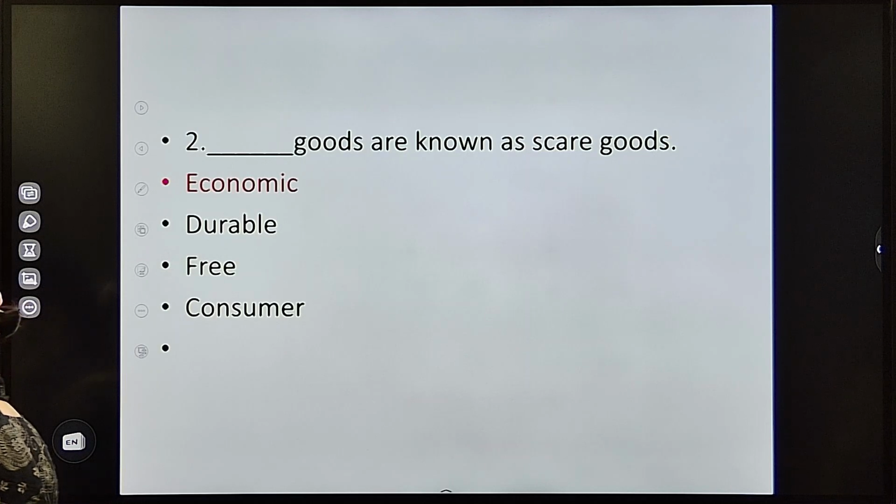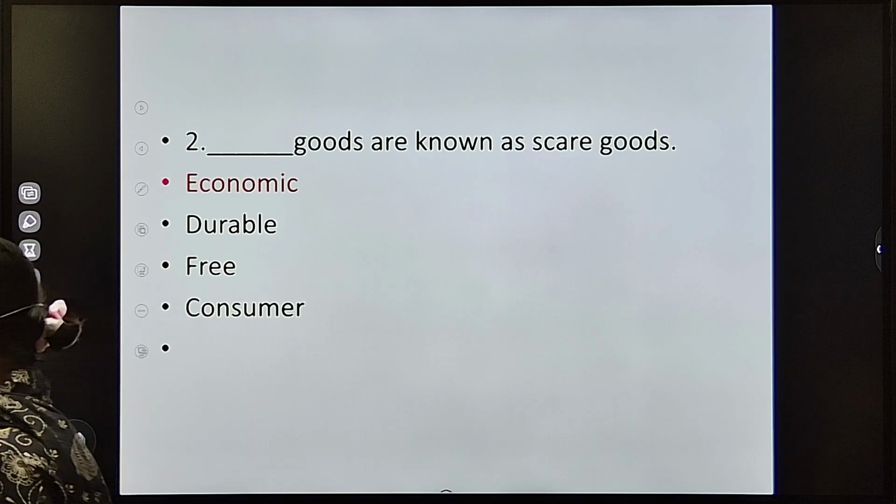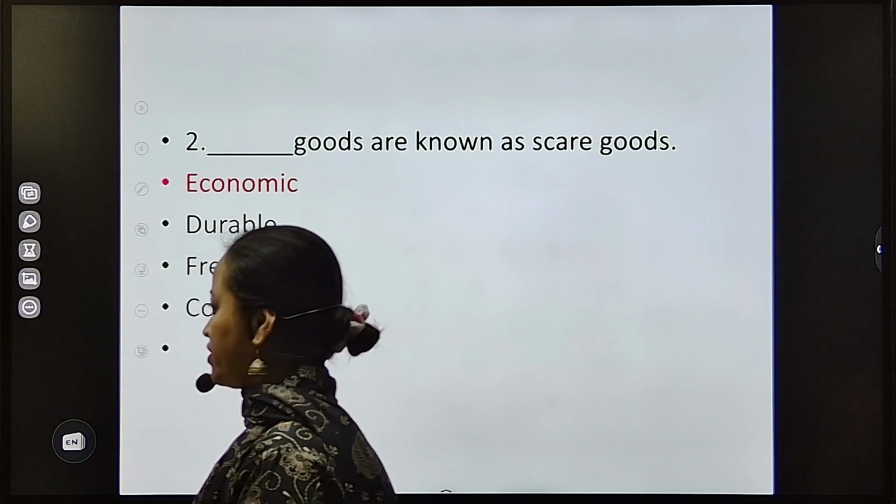Bobita, Radhika, Rintu, Hira. Are you writing? Aparna? Yes, ma'am. Okay. Munmun.